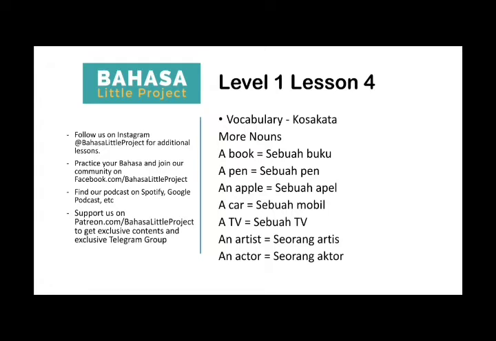Sebuah. Okay, so a book is sebuah buku. So obviously, book is buku. It sounds quite similar, right? So again, a book is sebuah buku. A pen is sebuah pen. An apple, an here, but again in Indonesian, you just use the same word, which is sebuah, and then apple, which is apel. Again, relatively similar. Sebuah apel. That's the normal speed. Sebuah apel. A car is sebuah mobil.